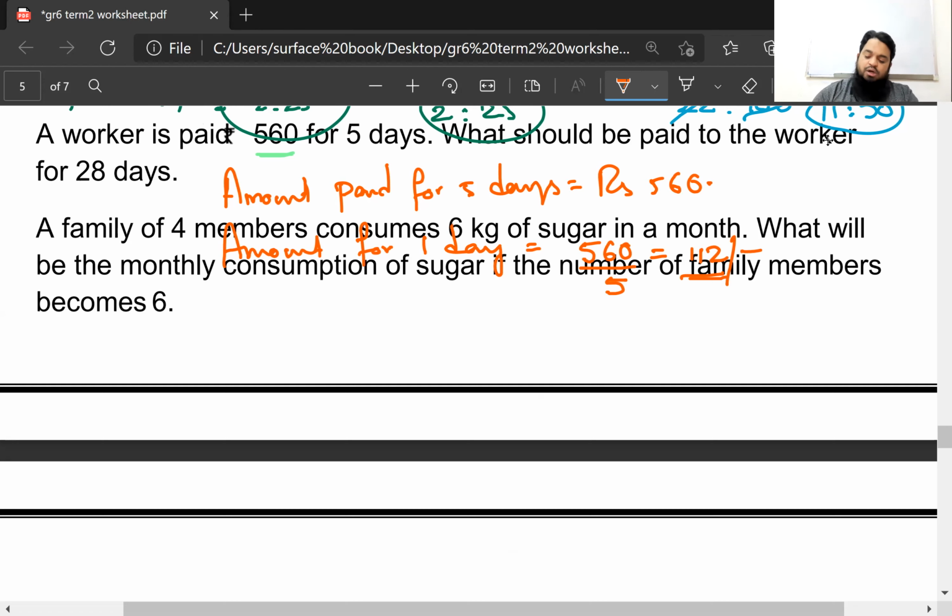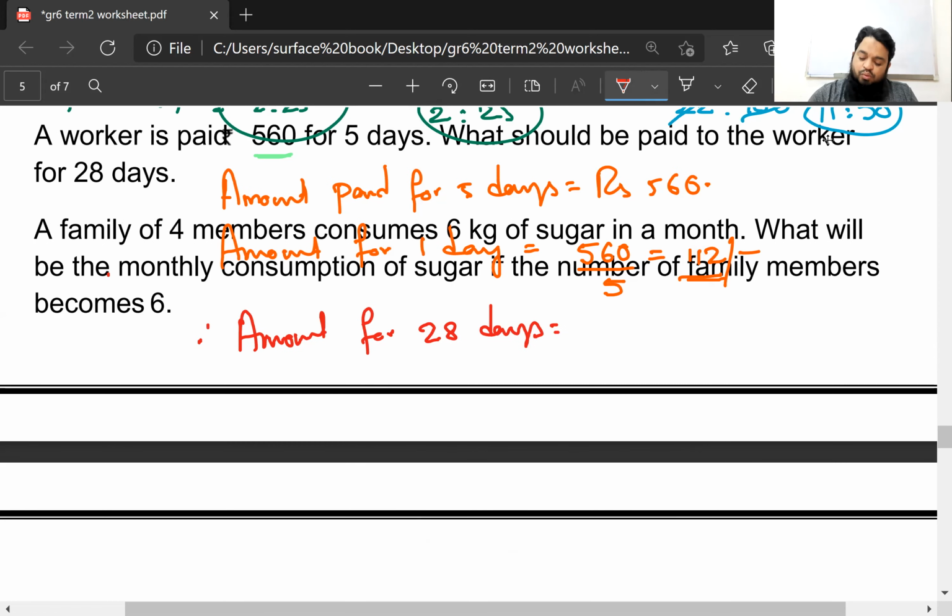So what should be paid to the worker for 28 days? So it's very simple, right? For 28 days, what you are supposed to do? For 1 day, it is 112. For more days, you have to multiply. So therefore, the amount for 28 days is equal to 112 multiplied by 28. So let us do it here. Yeah, 112 multiplied by 28.